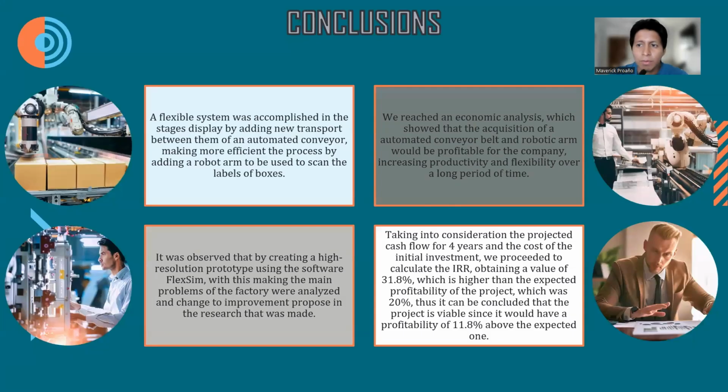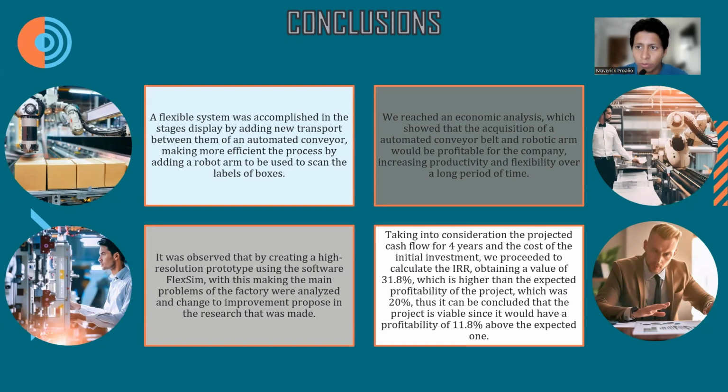Thank you. Hi, I'm Maric Plaño, and these are the conclusions. First, a flexible system was accomplished in the stage display by adding a new transport between them, an automated conveyor, making the process more efficient by adding a robotic arm to be used to scan the labels of boxes. Then, the economic analysis showed the acquisition of the automated conveyor and robotic arm will be profitable for the company, increasing productivity and flexibility over a long period of time.